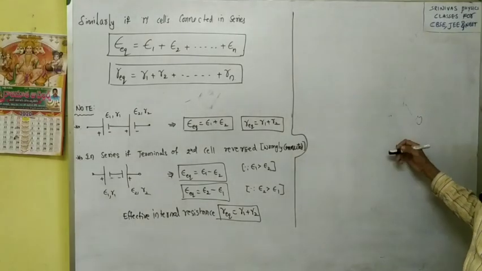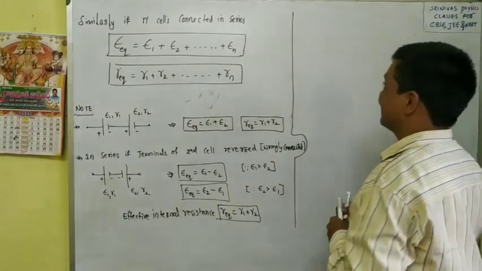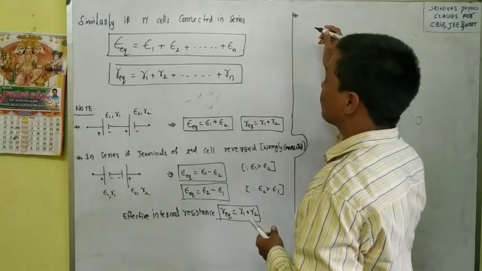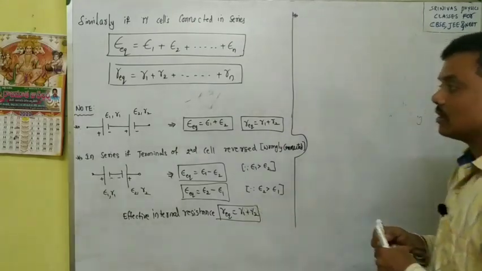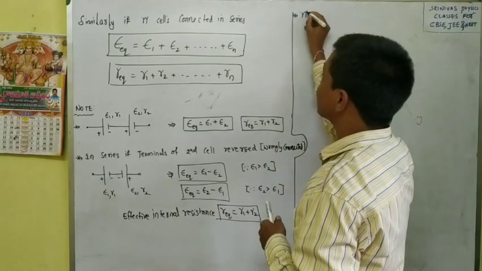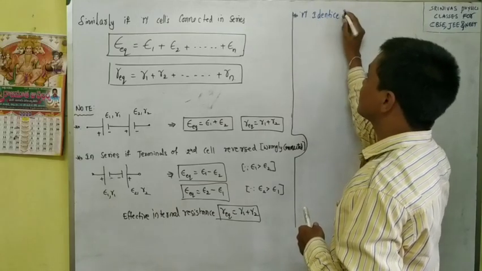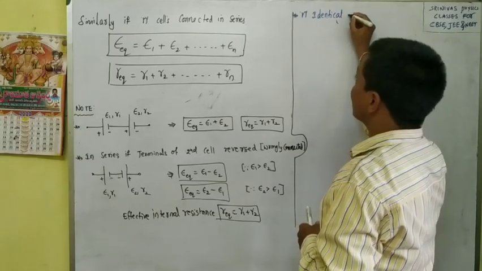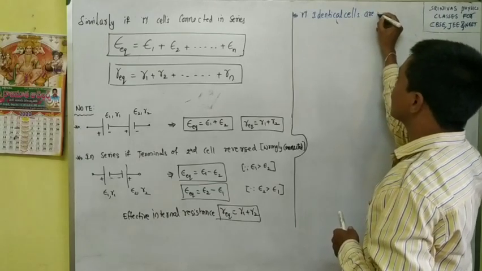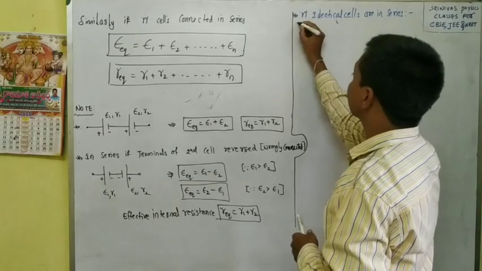Okay, let us go for the next one. The next one is what? The thing is that n identical cells. This is also one point in the note I am going to tell. n identical cells are in series. Then what is the formula to find out the effective EMF?